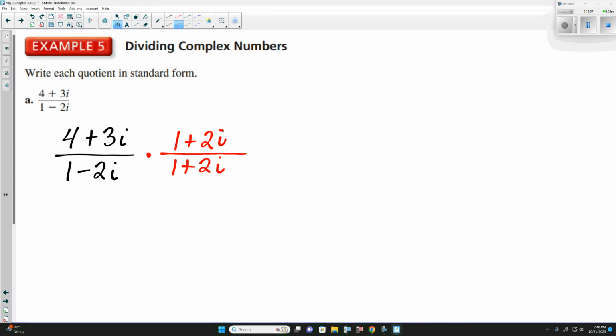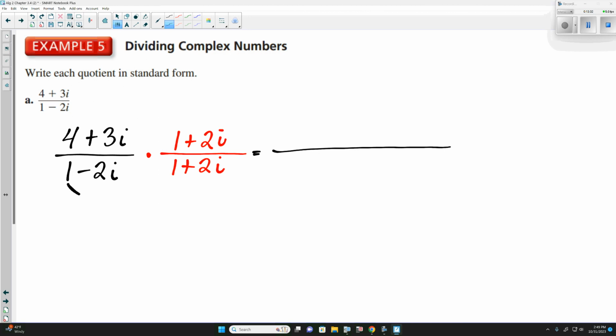Now, the reason we can do this and not change what the fraction is: what is 1 plus 2i divided by 1 plus 2i? 1. Anything divided by itself is 1. So really, what are we multiplying this fraction by? 1. It's just a fancy version of 1. So it's going to change how it looks, it's just not going to change its value.